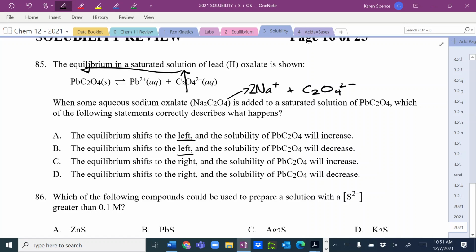Anytime we shift towards the solid, the solubility has decreased. Yeah. 85. Oh, we just did 85.